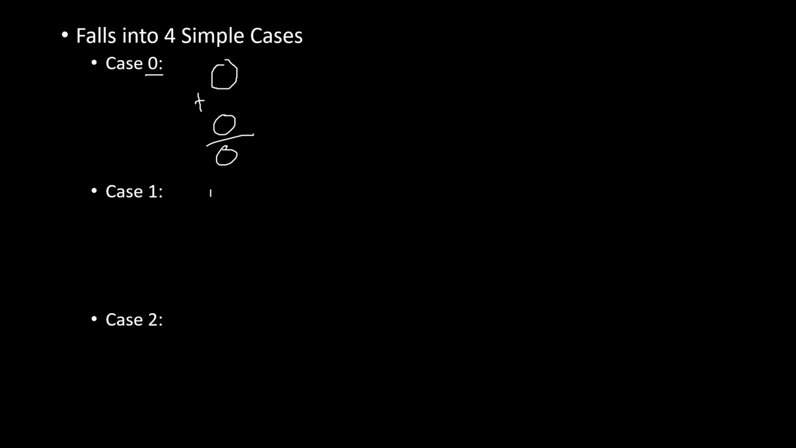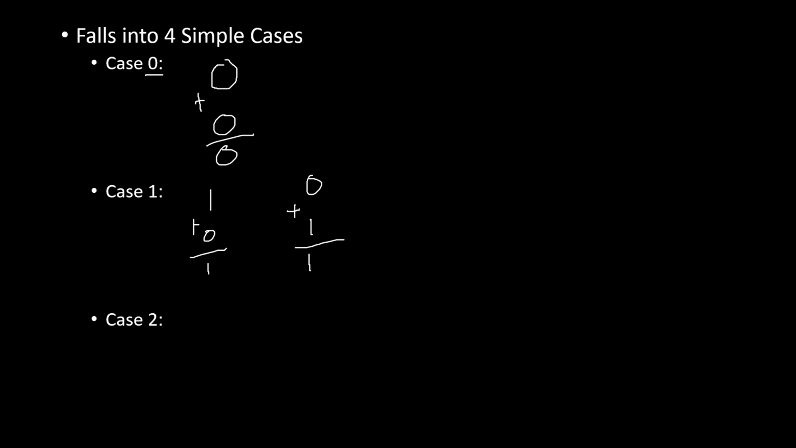Case 1 would be we had a 1 plus 0 or a 0 plus a 1. And this is obviously always going to equal 1 because 1 plus 0, just like in decimal, is going to equal 1. Case 2 is where it gets a little tricky.